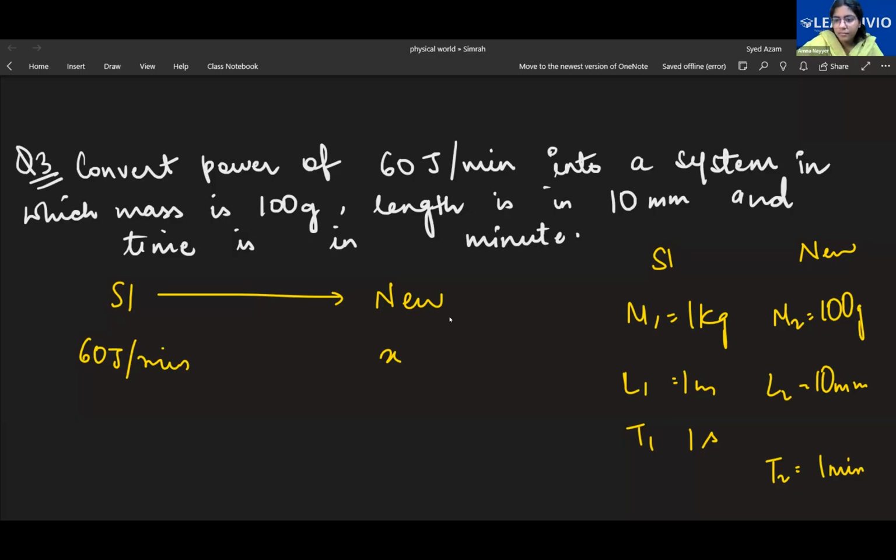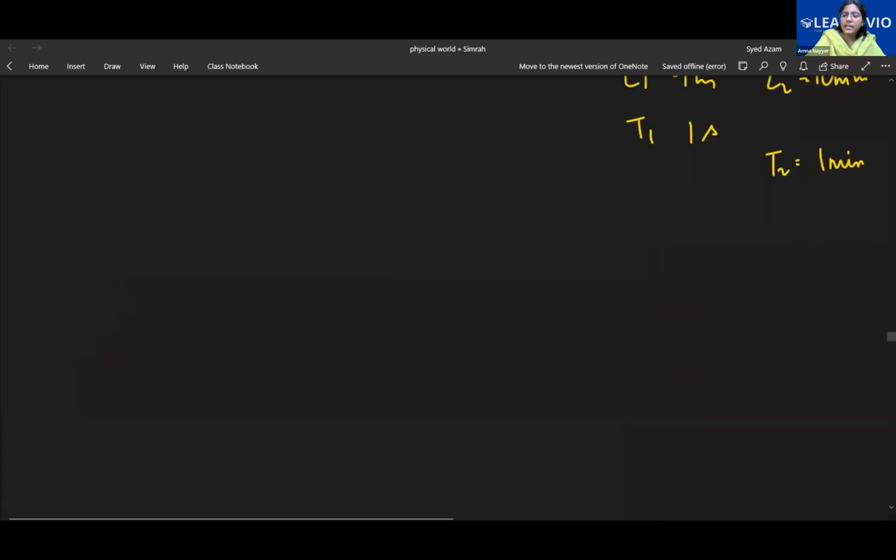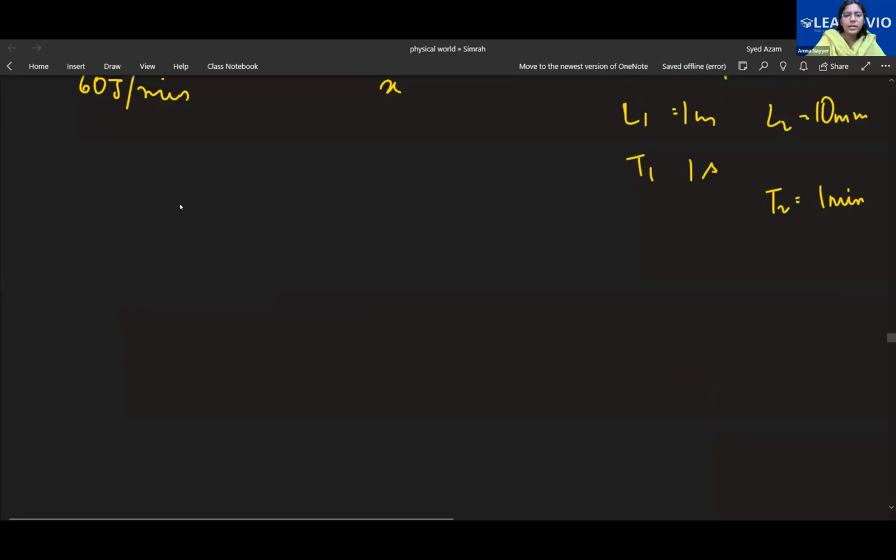Converting 60 joule per minute is equal to X, meaning into the new unit system. Like we write N1, U1, and N2, and U2 will be the new system of units. We write this formula as N1 U1 is equal to N2 U2. Let me just explain once again, then you see if you are able to understand this or not.